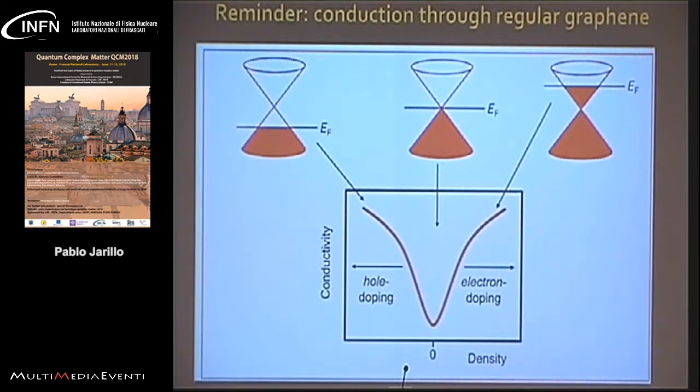So let me tell you how conduction through just monolayer graphene looks like, okay? Just regular graphene. If you measure the conductivity versus density, if your Fermi energy is deep in the valence band, you have lots of holes, you conduct very well. If your Fermi energy is deep in the conduction band, you have lots of electrons, it conducts very well. If your Fermi energy is at charge neutrality, you don't have charge carriers, so you conduct poorly. So you have a V-shaped conductivity of graphene, okay, versus density.